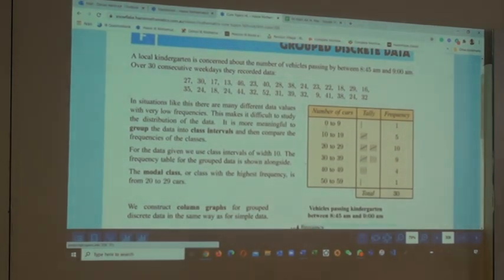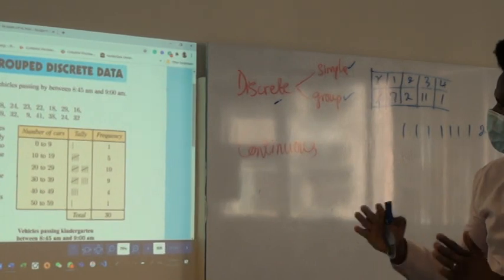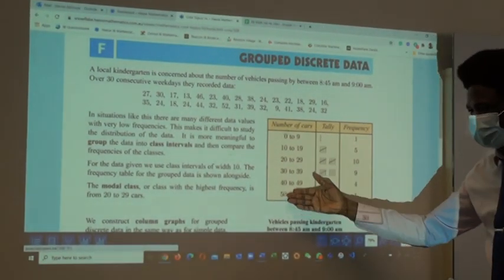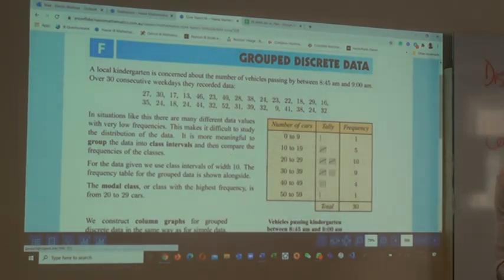Now, I mentioned that your discrete data could be simple or grouped. Okay? So this is the grouped one. I like how it was put in a different section here. You see, they are not continuous data. They are also discrete data. But let me give you an instance why we put data in groups.